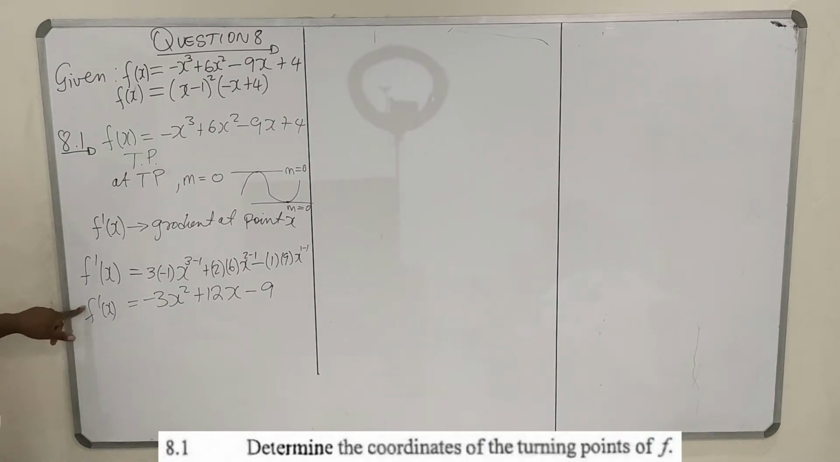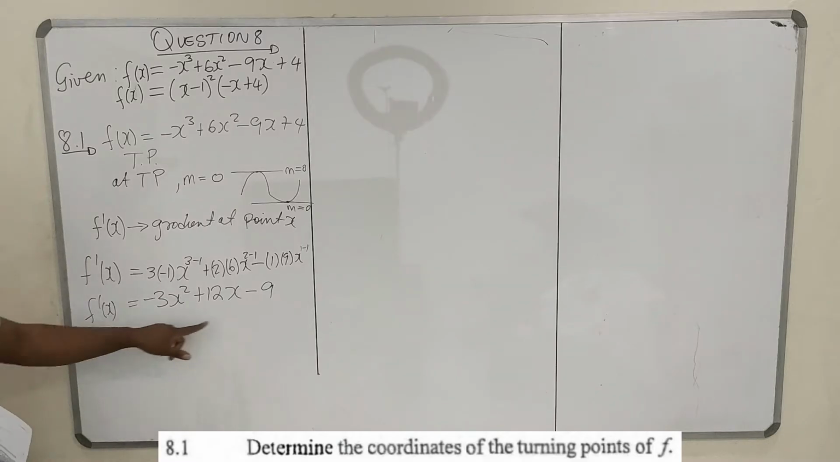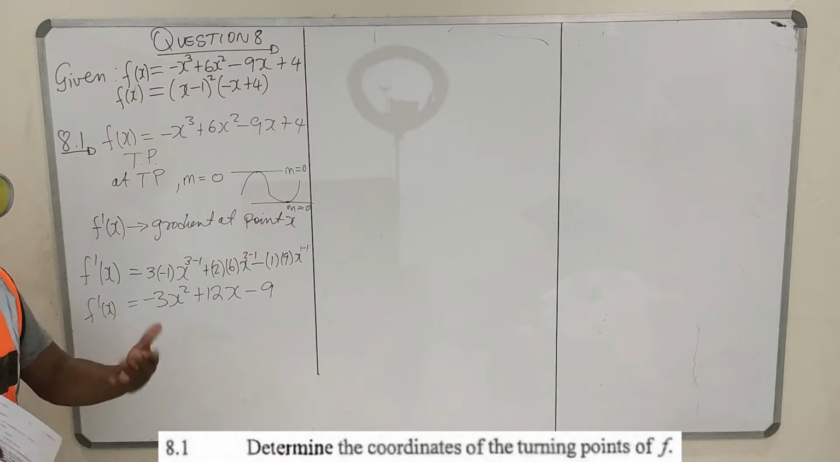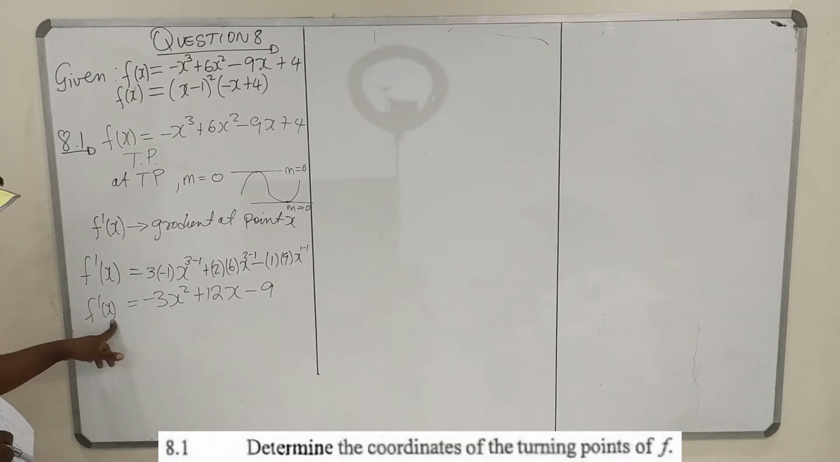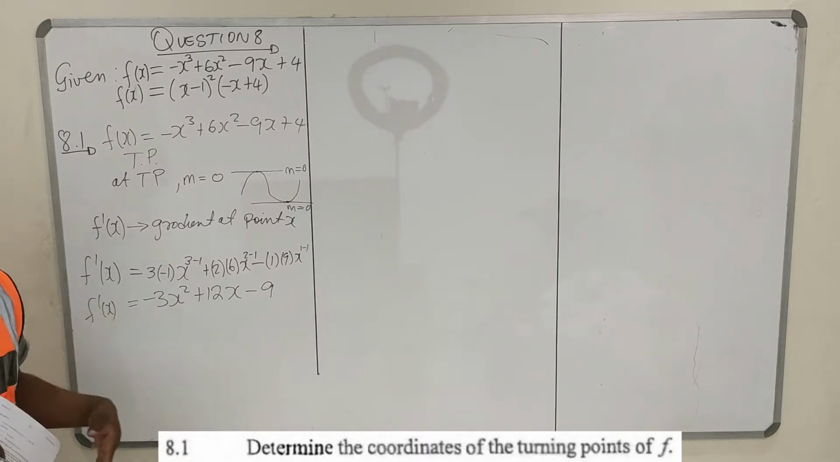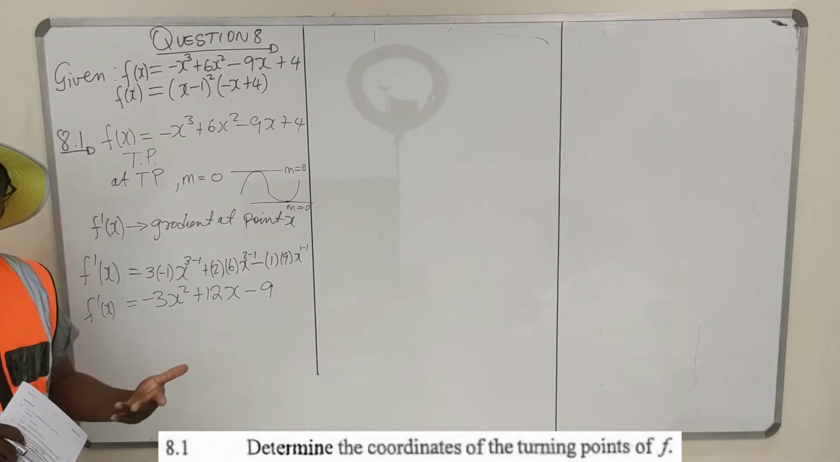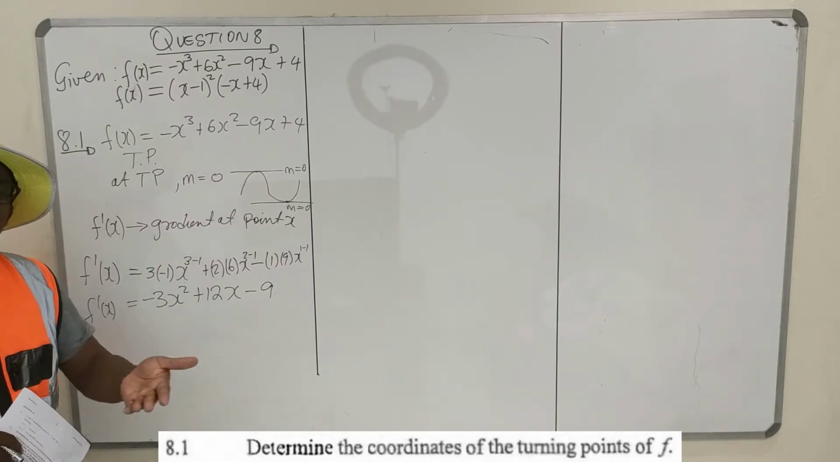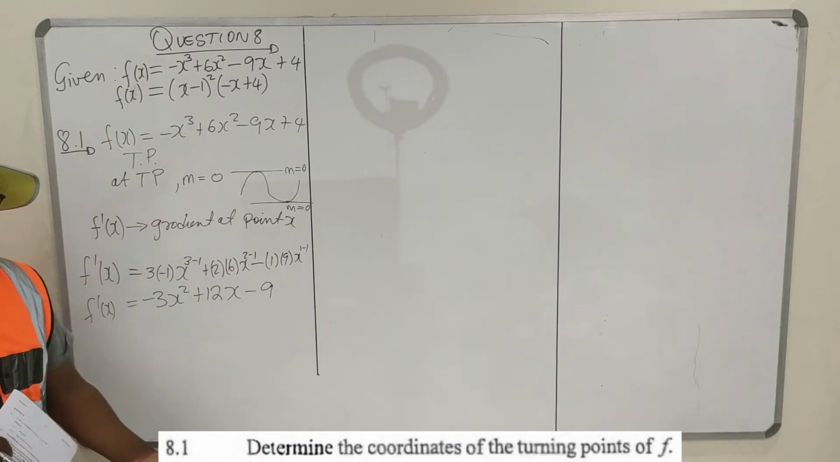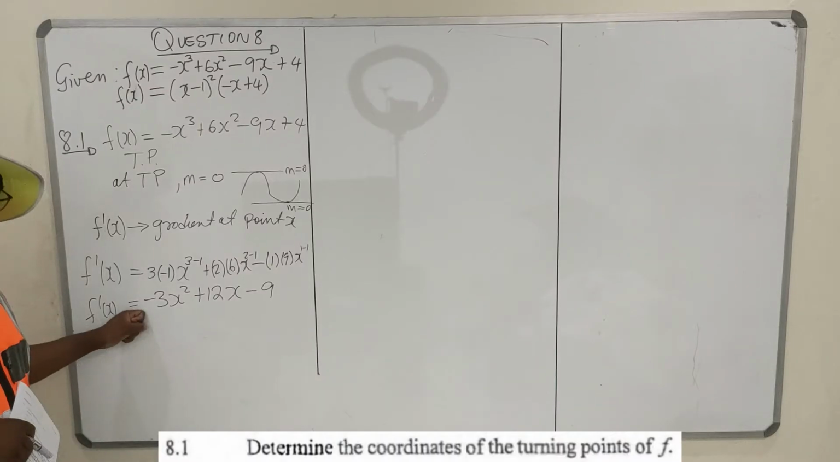I said that a derivative of a function gives you a gradient at a point, right? Which means in this equation, if you substitute 2 here, you will know exactly what the gradient is at x is equal to 2. If you substitute 7 here, you will know exactly what the gradient is at 7. And that gradient is the gradient that your tangent at x is equal to 7 will have. So it's the gradient at a point.